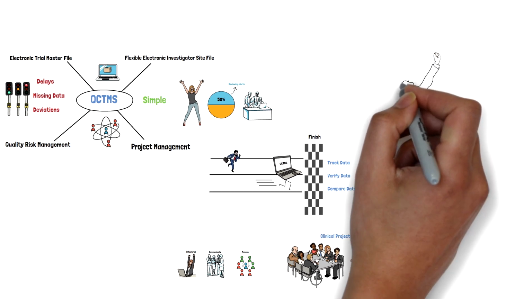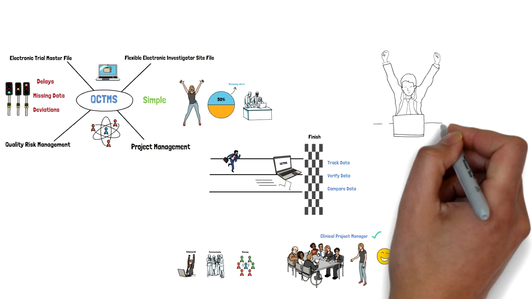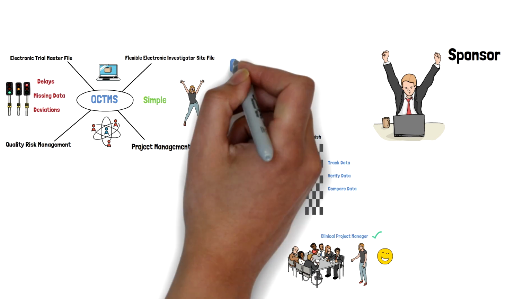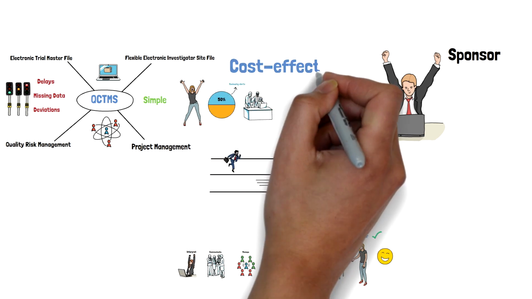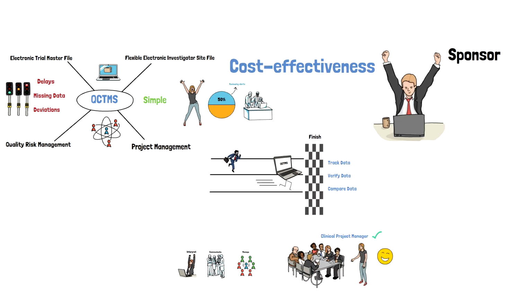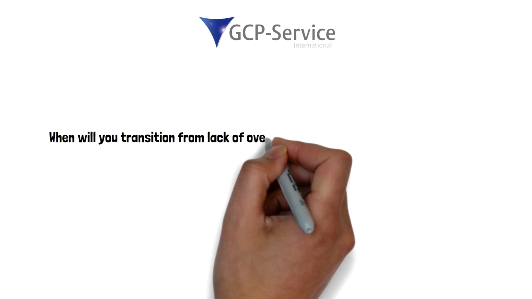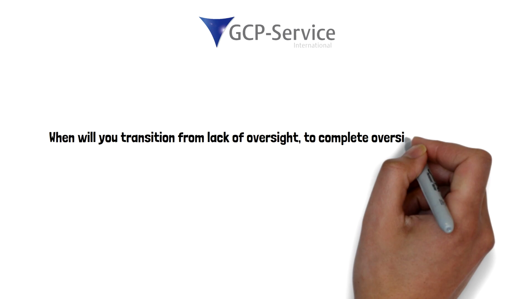Secondly, the sponsor is happy due to better data quality, more transparency, cost-effective work, and a relaxed Connie as a daily communication partner. When will you transition from lack of oversight to a complete oversight using QCTMS?